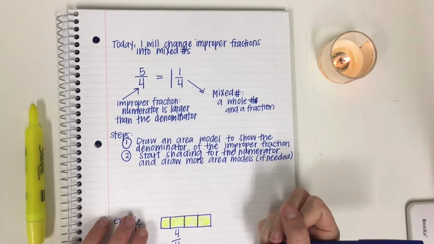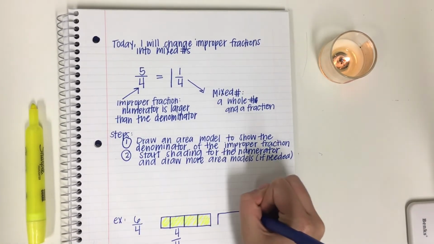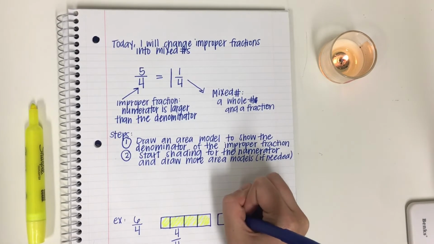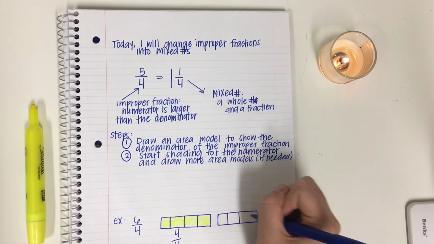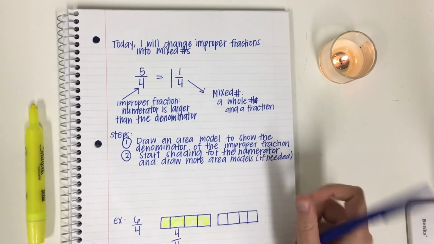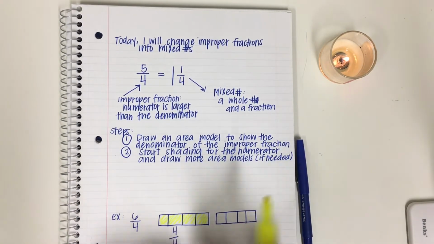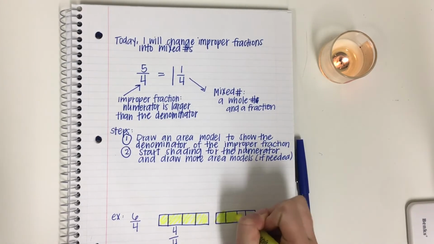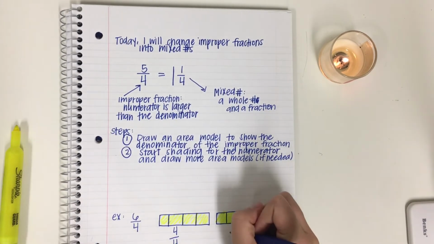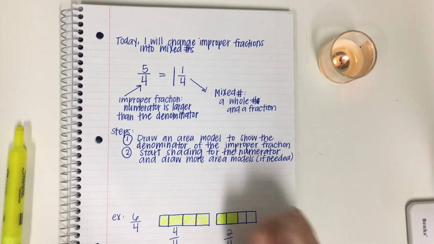But how many more do I need? 2 more, right? So I need to do a whole nother area model. Same amount of parts because my denominator has not changed. But instead of doing all 4, I only need how many more? 2 more, right? So I'm only going to shade in 2. Okay? So now I have 2/4.